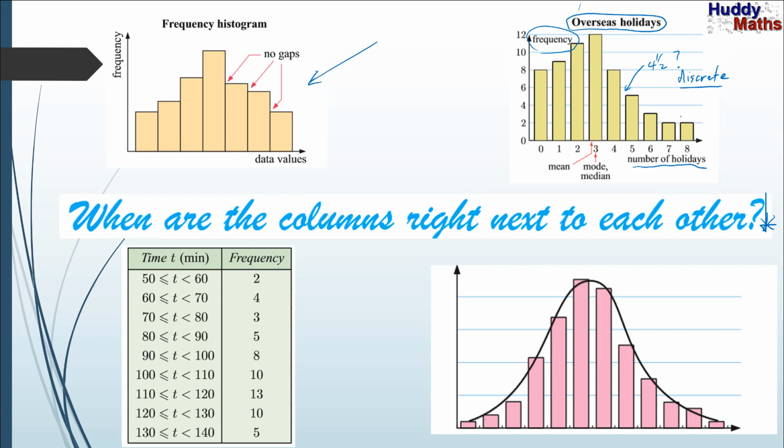Can we think of a situation where we have a vertical column graph, but we're going to call it something different now? We're going to call it a frequency histogram because there are no gaps. It is a continuous flow through all the data values. Continuous. I'm going to write that down because that's the subject of this whole video now. It's a continuous situation. The data is not discrete, but it's continuous. So that's when the columns are right next to each other.